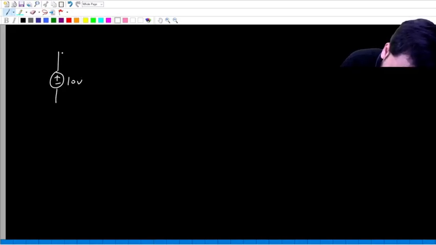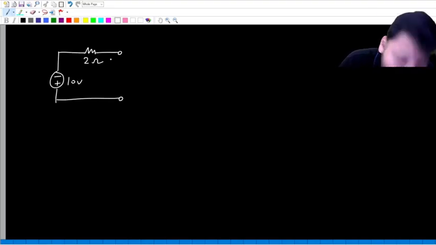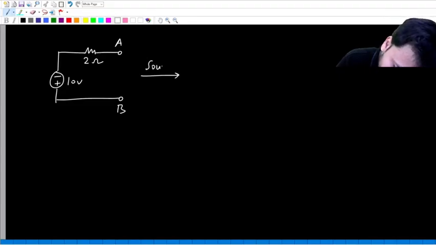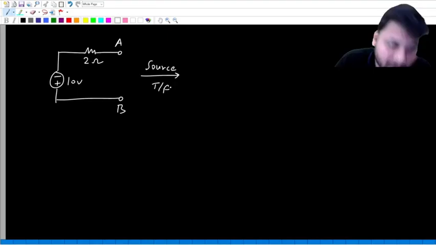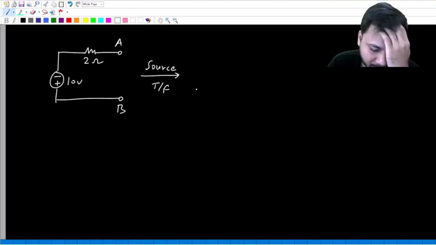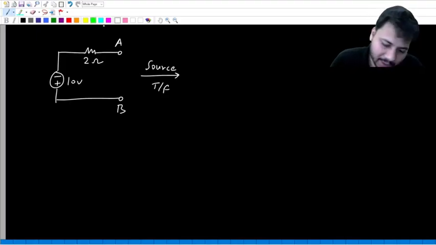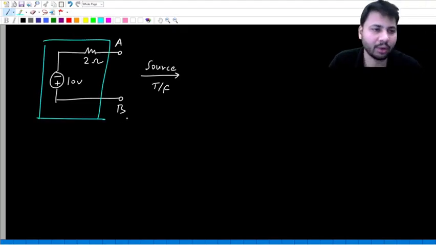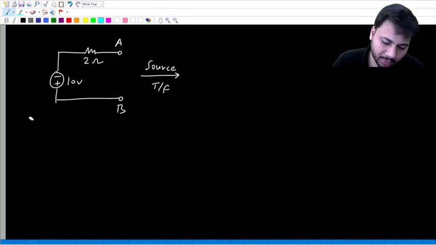So let's say you have a 10 volt source in series with a 2 ohm resistor connected between A and B. And for this, let us try to do source transformation. So when can you do source transformation? When you are not interested in voltages and currents inside this box, only then you can do source transformation. I'll explain why it is so.